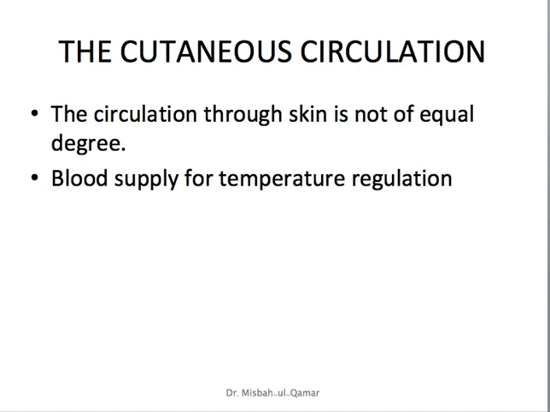You see the circulation through different skin areas is not of equal degree, but it shows great variations. I give you an example: the blood flow is greatest in the fingertips, where it is about 200 times more than the area with the least blood supply. Now, what is the purpose of cutaneous circulation?